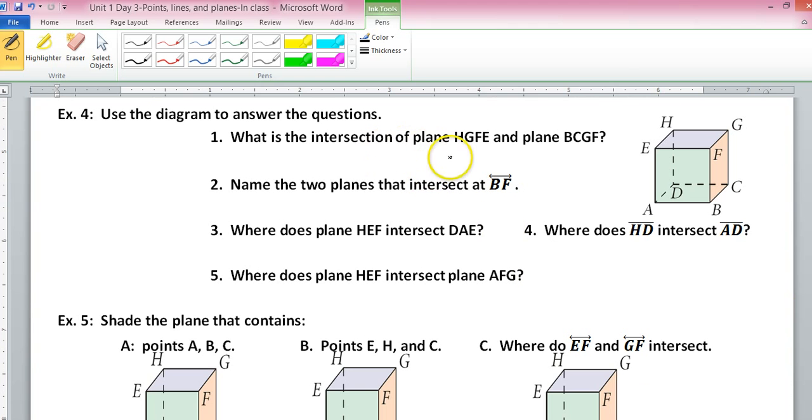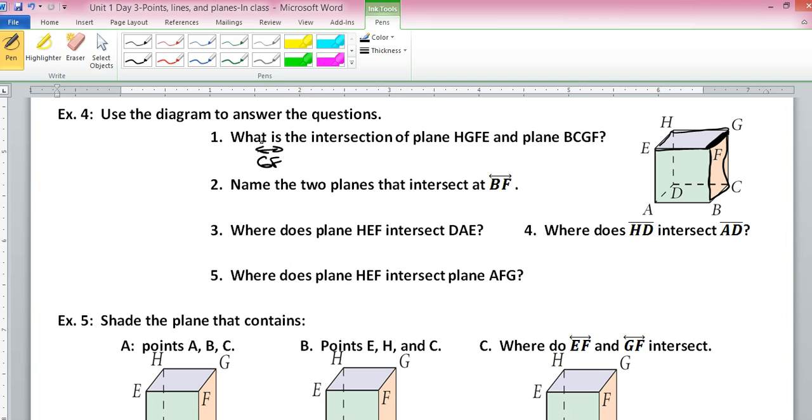Here, what is the intersection of plane HGFE? If I shade that plane HGFE, that's the top of the box here. Then I look at BCGF. That would be this side here. Well, if I look at where these 2 intersect, they both share this line GF. Remember, anytime you're asked where 2 planes intersect, your answer will always be a line.